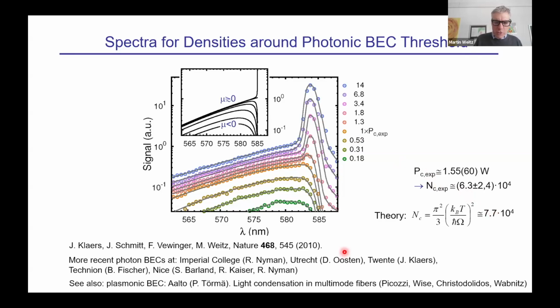So this was published in 2010. And there are more recent photon BECs at Imperial College by Rob Nyman, in Utrecht, and Jan Klaers, now in Twente, has his own group, and in several other laboratories. There also is a plasmonic Bose-Einstein condensate by Javier Thomas. She uses dye molecules to thermalize, and related experiments are light condensation in multimode fibers.